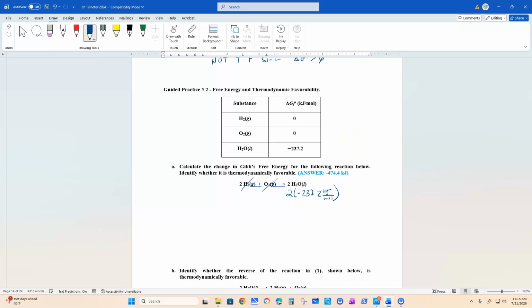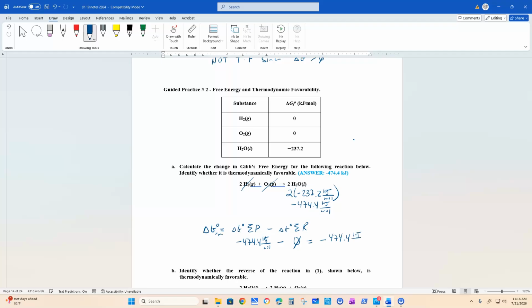Okay, so let's multiply that out. 2 times negative 237.2. Oops, I think my decimal moved. And then right here, proper sig figs, 474.4 kilojoules per mole. Now I have my equation. I have my delta G, the sum of my products. Well, my products are negative 474.4 minus the sum of my reactants. Well, I don't have anything on my reactant side, so this made this very simple. So in the end, this reaction is negative 474.